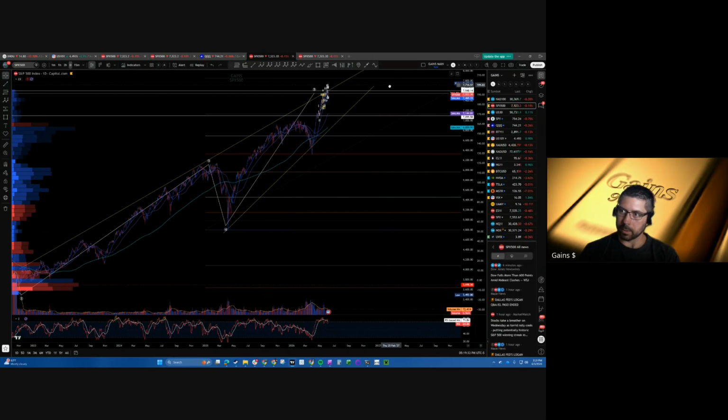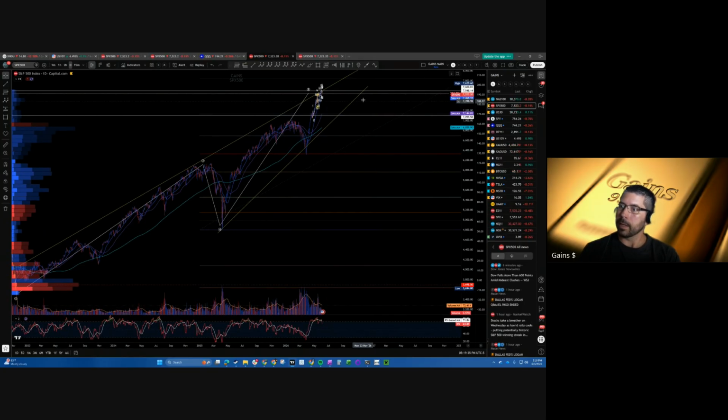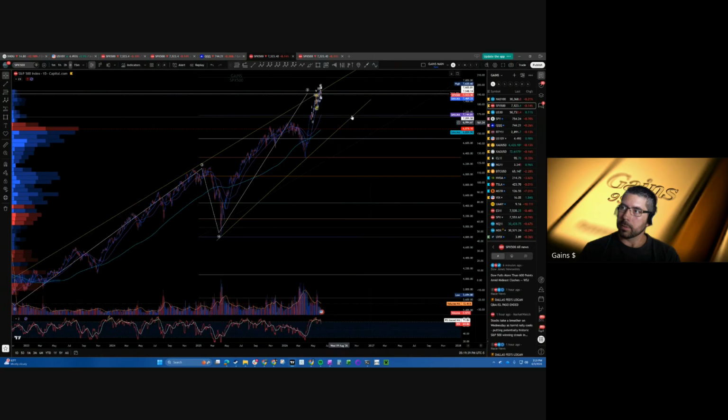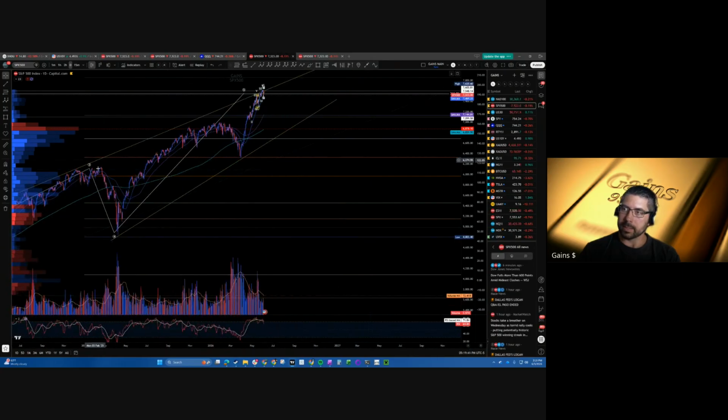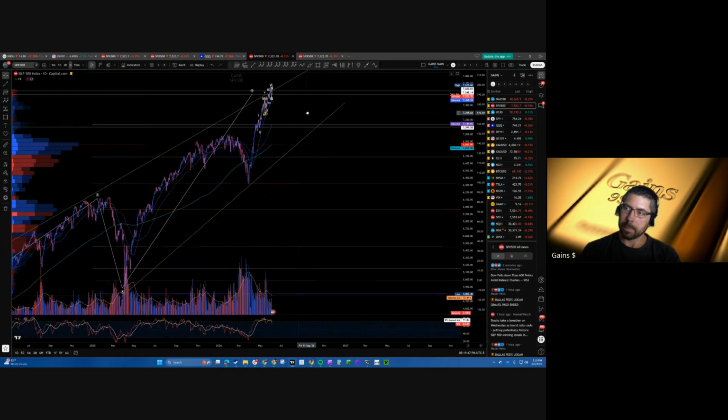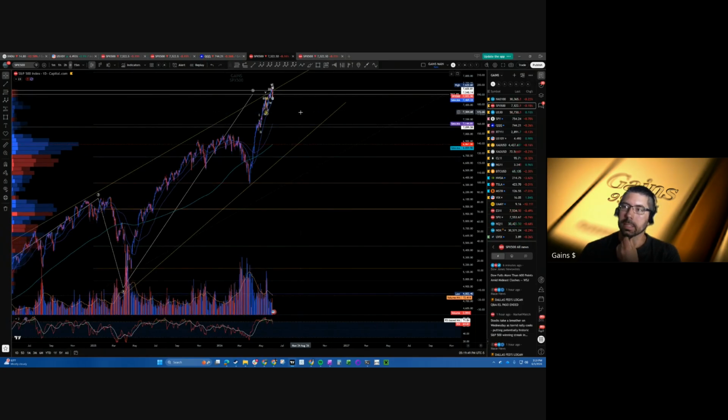Yeah, so just regular price weighted here, you can start to see that it is a pretty decent wedge. So we've got these different counts, and this really does look like an ending diagonal, but a really long one. It started way back last April, 2025.